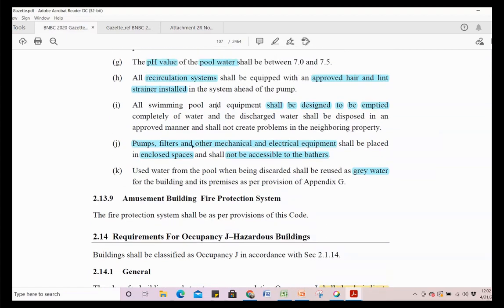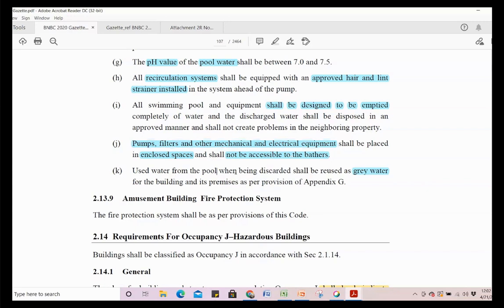Pumps, filters, and other mechanical and electrical equipments shall be placed in enclosed spaces not accessible to the bathers. So the swimmers or bathers who are coming here cannot access the mechanical facilities and electrical facilities. They must be retained in an enclosed situation and be inaccessible to the regular users.